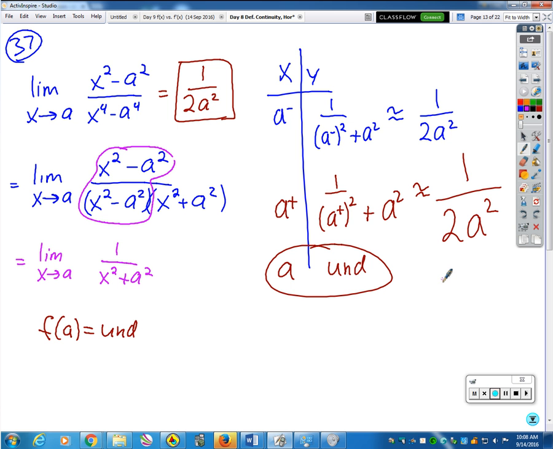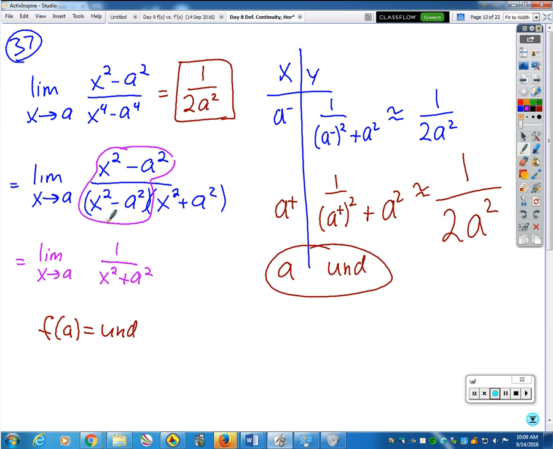Here's the problem already laid out in 37. So the first thing I notice is, to find this limit, I need to factor this. Oh, that's probably what I did wrong. So I did. If you forget to factor, you are going to fail.